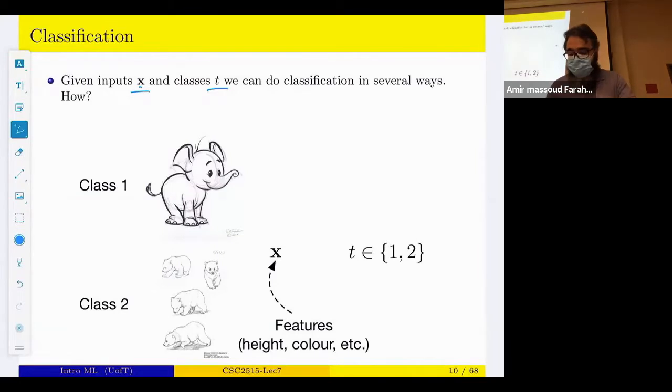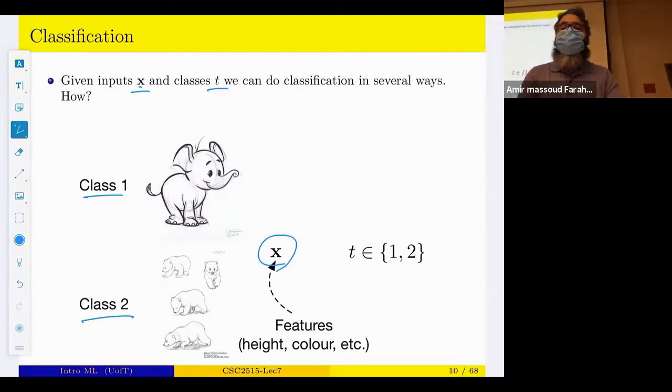We say which of the classes we have. So for example, this is class 1, class 2. We have X, which are features, might be many different things, heights, colors, etc. And the output is class label T equal to 1 or 2. I mean, we can have different values. It can be 0 or 1 or -1 or +1. We use different notation depending on mathematical convenience. So what are the different ways we can do it?